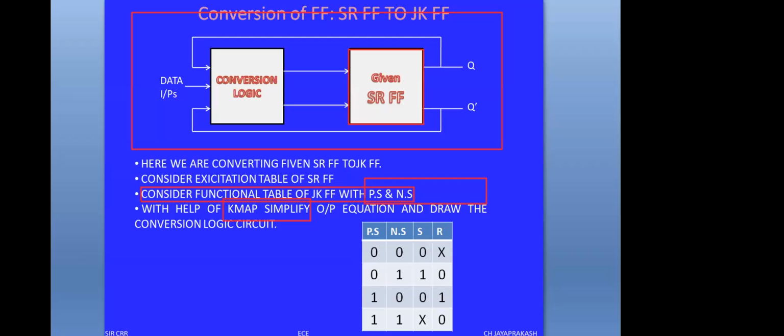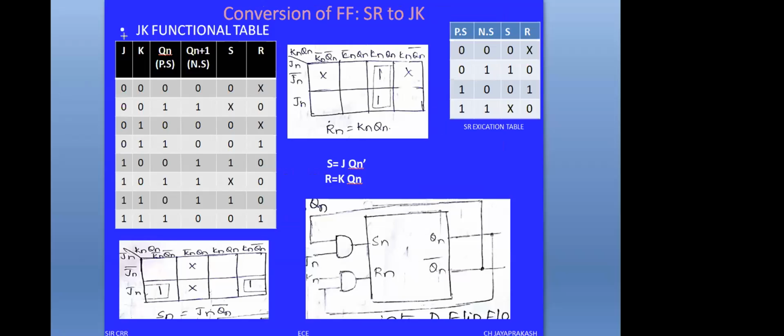Okay, we are going to see how we realize this. As we are designing SR to JK, first we draw the block diagram. Second, you have to write the excitation table on the side.